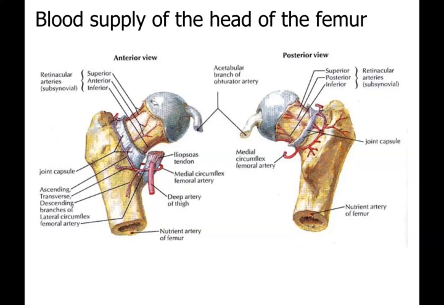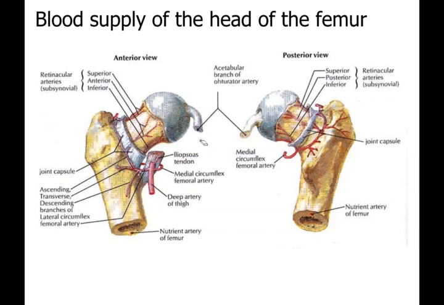Then the other supply is in children before puberty, and especially before the epiphyseal plate is closed, because you get what is called the epiphyseal plate here. Closed means the growth has stopped. So before it is closed, there's a branch from the obturator artery, again an internal iliac branch. The obturator artery passes through the ligament of the head of the femur and supplies the head of the femur. That is in children. In adults, this artery is no longer effective. It's not enough to supply the head of the femur.